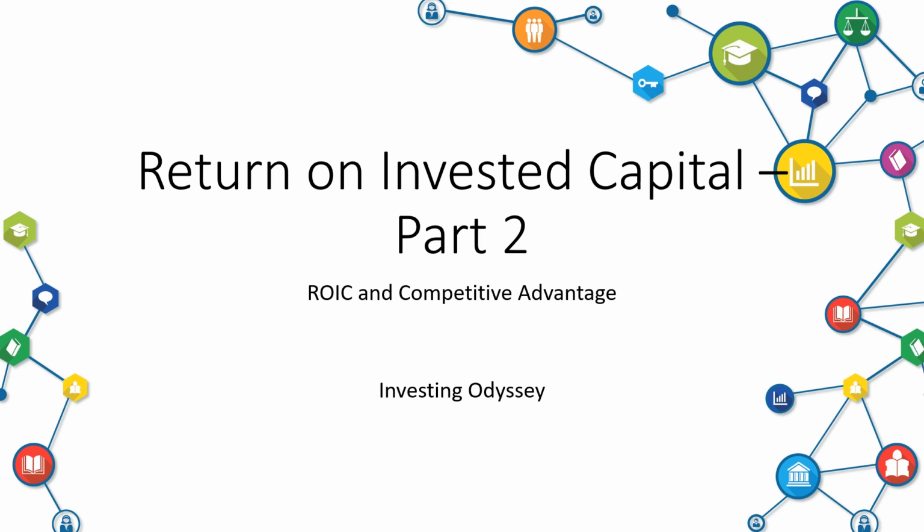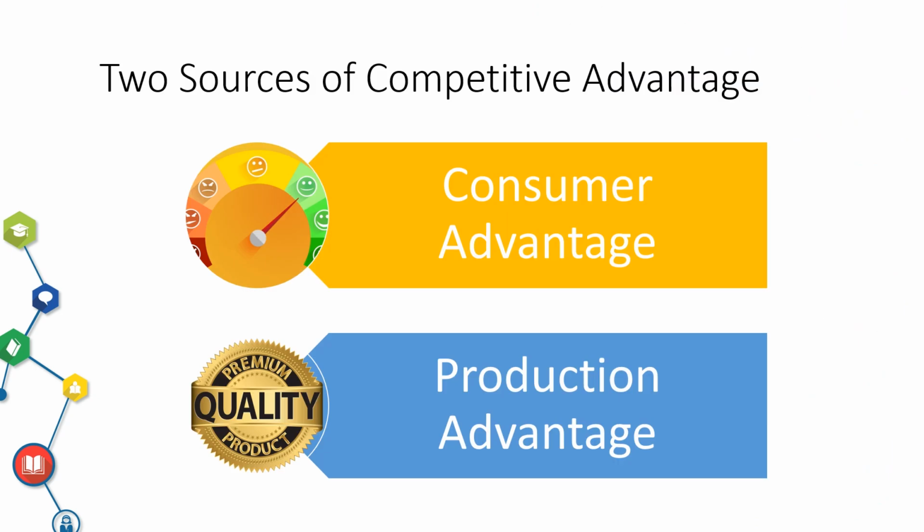This is LC. We will focus on how a quick analysis of ROIC indicates whether a company has a competitive advantage. If so, what lies at the foundation of that advantage? There are two sources of competitive advantage: consumer advantage and production advantage. The key to each advantage is the creation of barriers to entry that fend off competition.